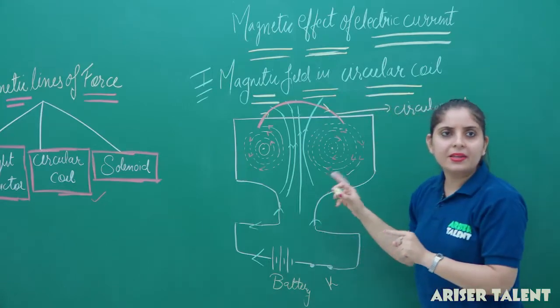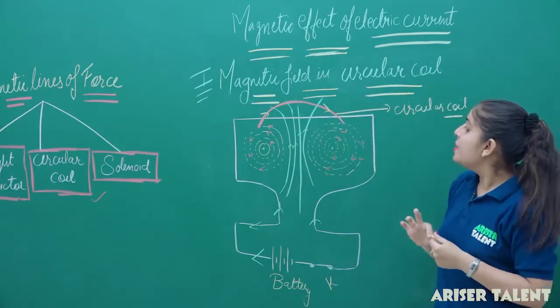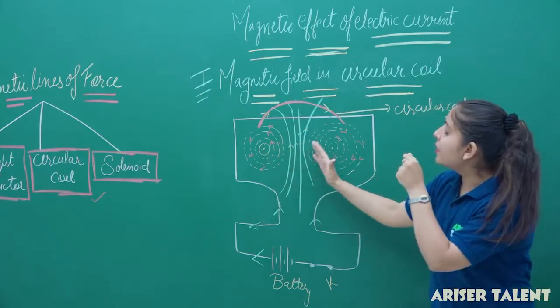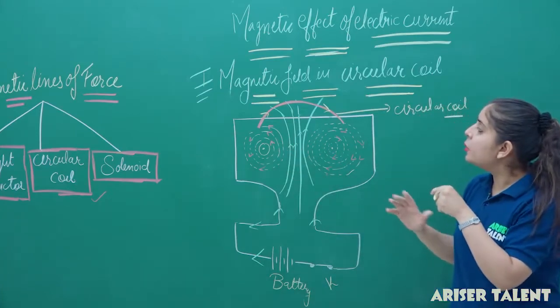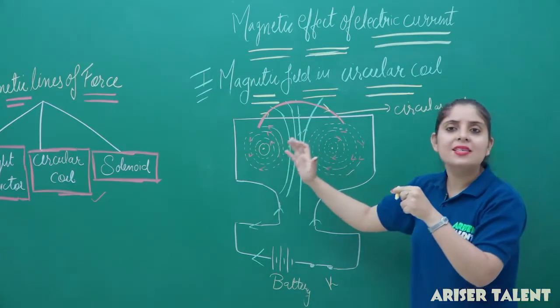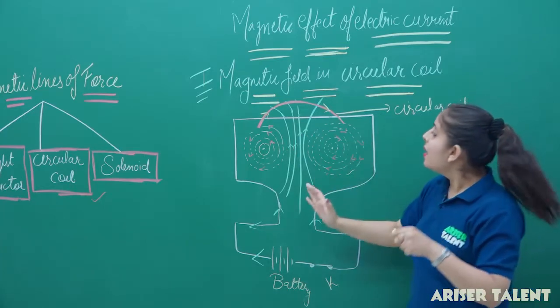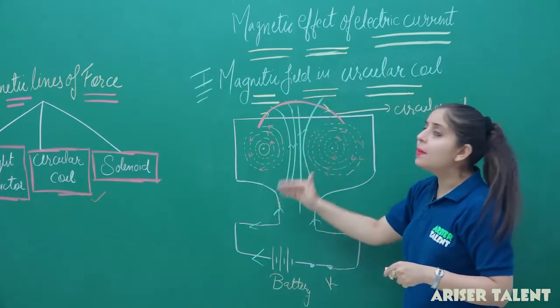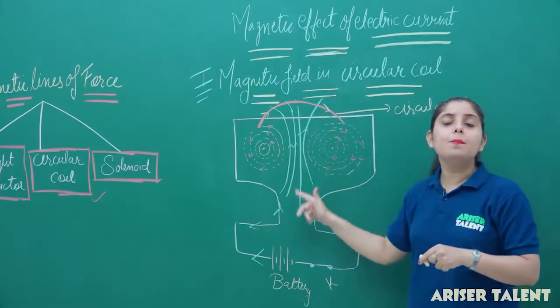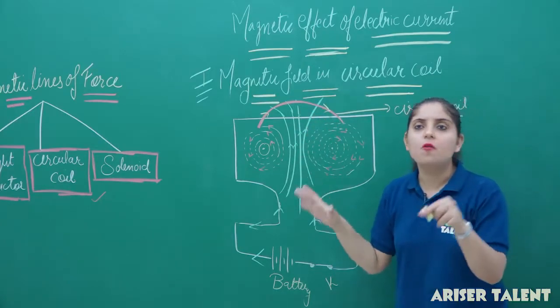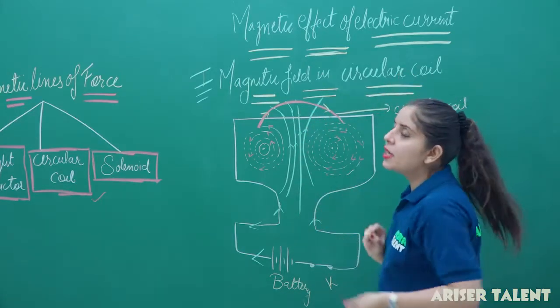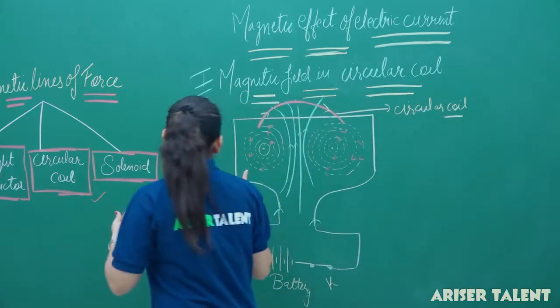Now, if I keep myself away from the center, you can see that these circles are increasing their radius. And at the center of the circle, you are getting perpendicular lines. We are getting perpendicular lines in the case of the current carrying circular coil. I'm again repeating the same point.